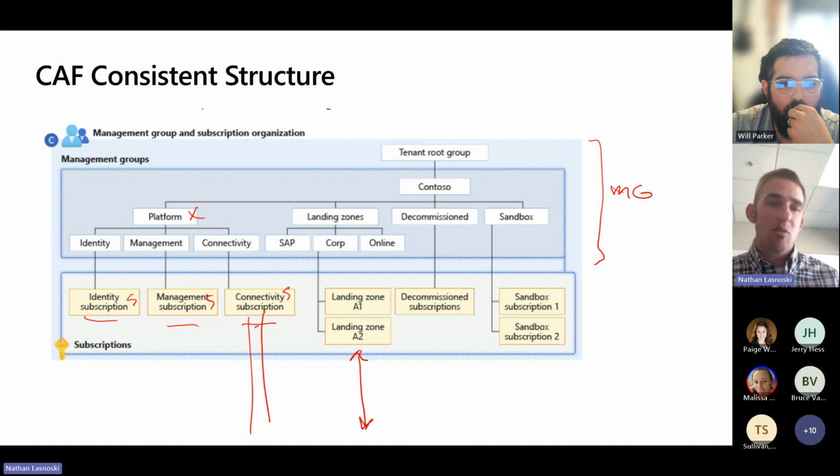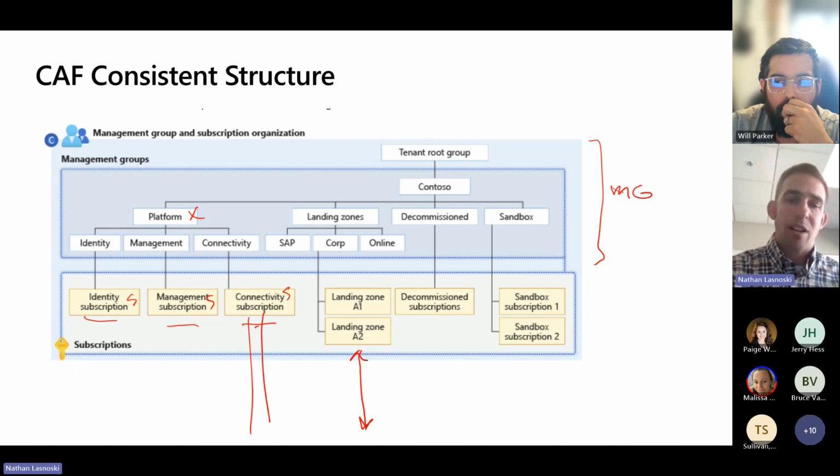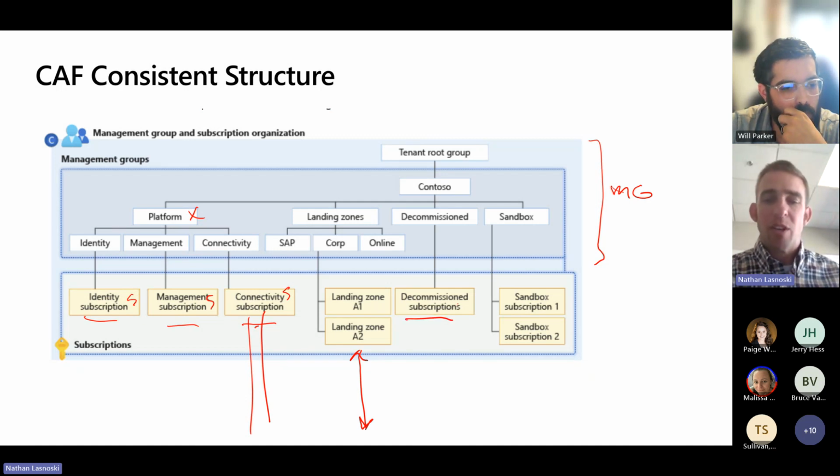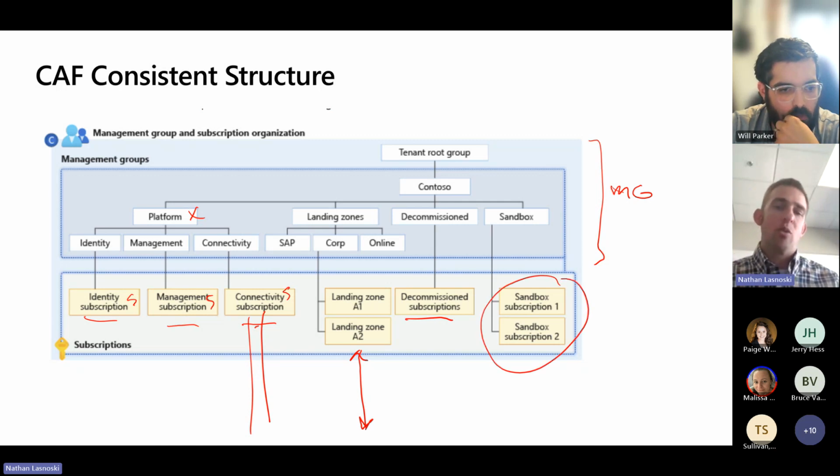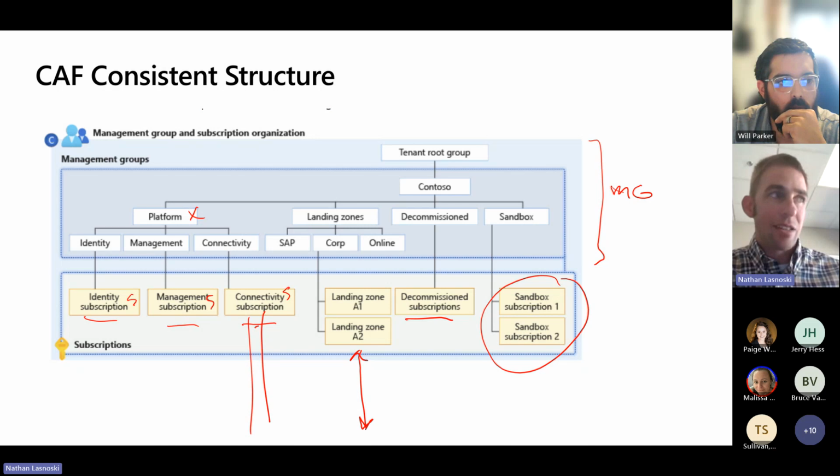Either with lots of subscriptions or a moderate number, based upon what works for your organization. But it's separate from identity management and connectivity. It's separate from the decommissioned subscriptions. And then it's especially different from the sandboxes, which are subscriptions which are not connected to your CorpNet and are used for testing stuff out.